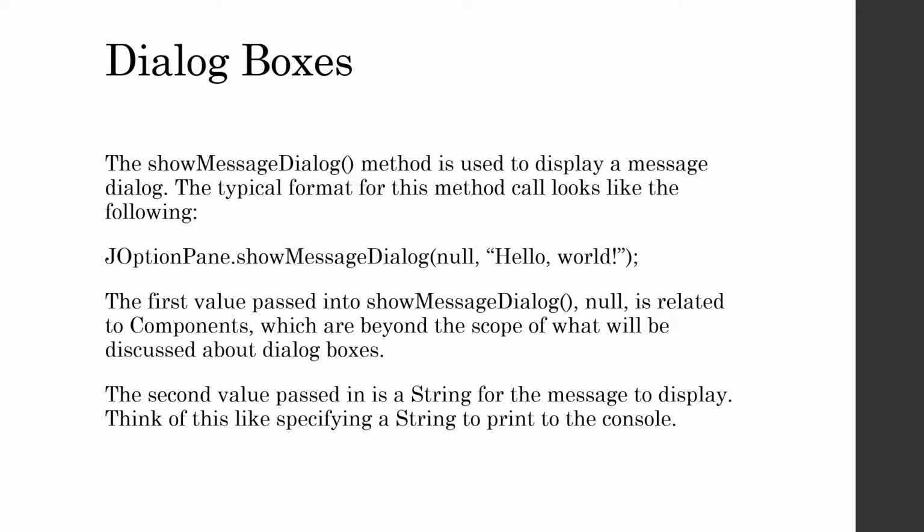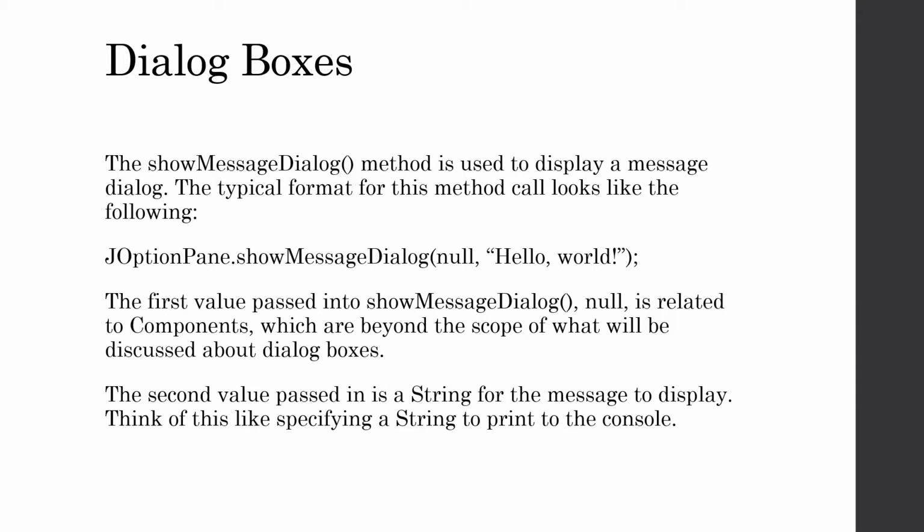The showMessageDialog method is going to be used to display a message dialog. The typical format for this method is going to look like the following. We're going to use our JOptionPane class, so we'll say JOptionPane.showMessageDialog. This formatting is very similar to when we used methods with the Math class, like Math.pow or Math.sqrt. So in this case, we're doing JOptionPane.showMessageDialog.